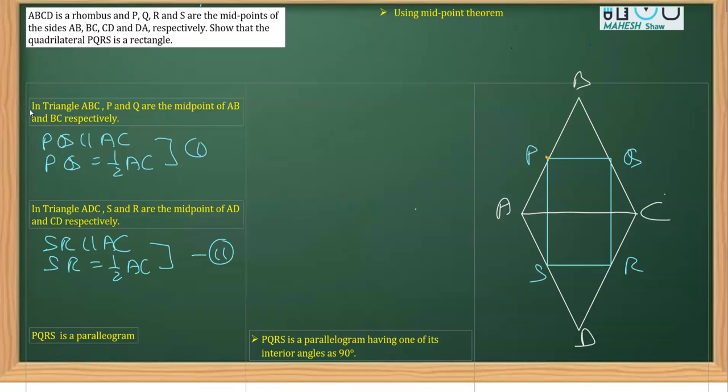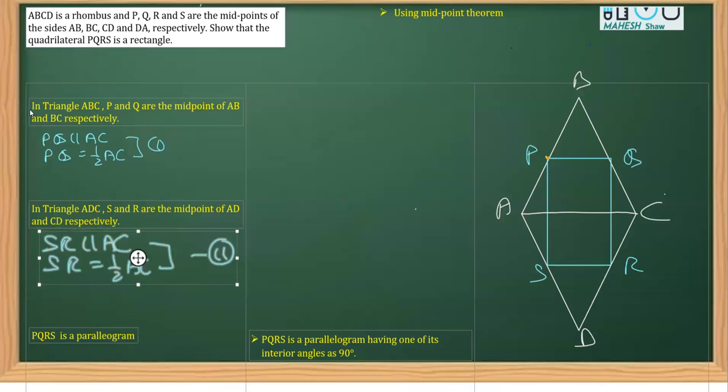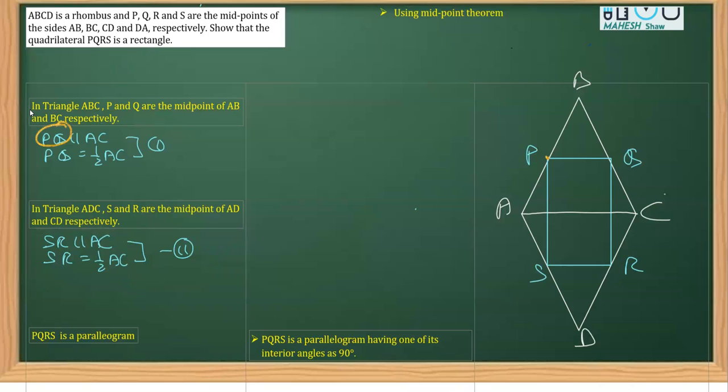Now, when you see this equation 1 and this equation 2, you will realize that both the lines, that is PQ as well as SR, are parallel to AC. As you know, two lines which are parallel to the same line are parallel to each other. You can see in the figure as well, PQ is parallel to AC and SR is also parallel to AC. So we can say that two lines which are parallel to the same line are parallel to each other. That means we can write PQ is parallel to AC.